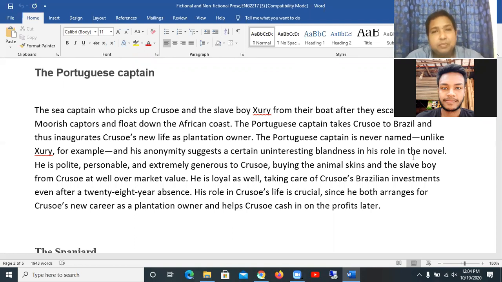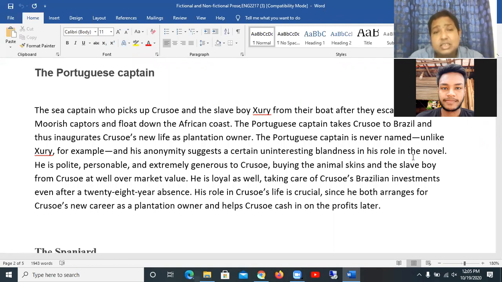So maybe Defoe never wanted to become unpopular in his own country because the first time he wrote about the generosity of the Portuguese captain. That is one thing. But if he gave a name to the Portuguese captain, then he would become unpopular among the readers. That's why he didn't dare to name the Portuguese captain. He is polite. The Portuguese captain was very polite, of course, personable.